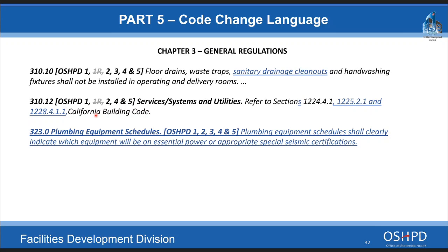Proposed 310.12, once again, we're just making sure we're correlating correctly to the building code. And plumbing equipment schedules is very similar to what we had in the mechanical code. We want to make sure that the schedules themselves have a check mark saying, hey, this needs to be on essential power, and/or this requires special seismic certification. That'll be much easier for everybody involved in the construction of these facilities, and it'll make them easier to review too. So next slide, please.